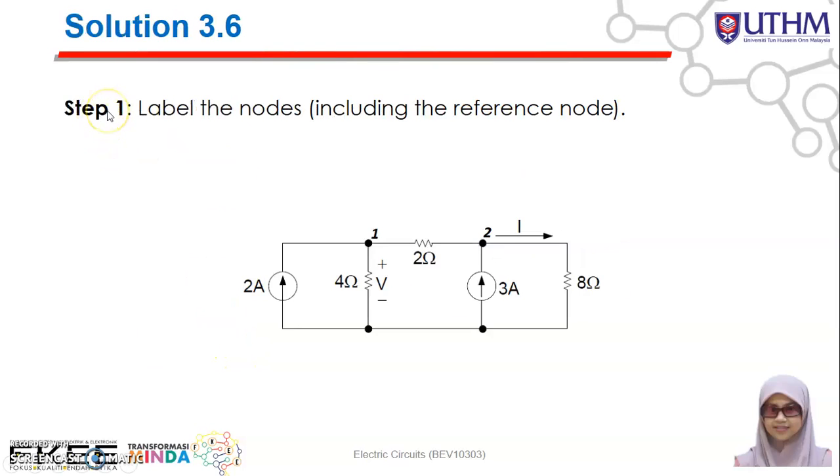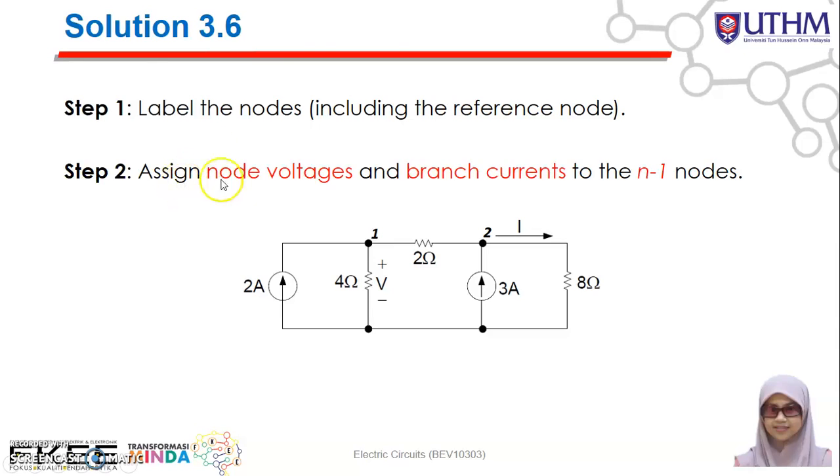Step number 1, as usual, you need to label the nodes including the reference node. In this case, I will be labeling here node 1, node 2, and here is the ground node. Then after that, assign the node voltage and the branch currents to the n-1 nodes. In this case, I'm going to assign the node voltage to node number 1 and node number 2.